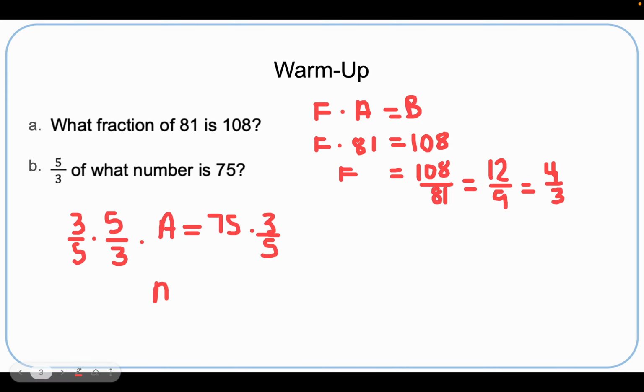And then I'll be left with A equals, and I can do some cancellation here. Factor out 5, I'll get 15 there. Then 15 times 3 is 45. So A equals 45.